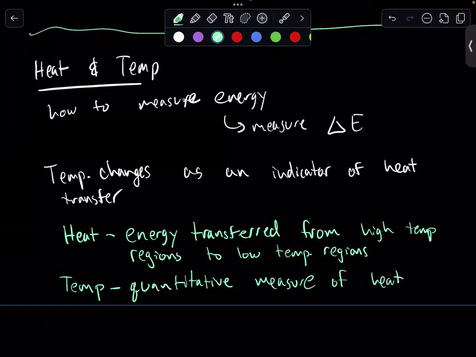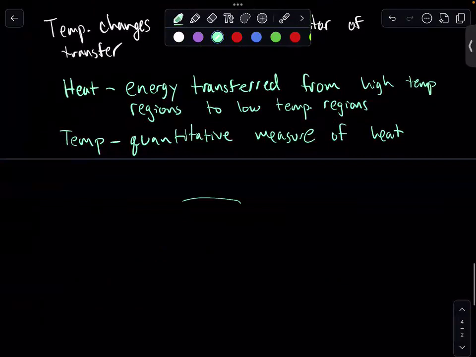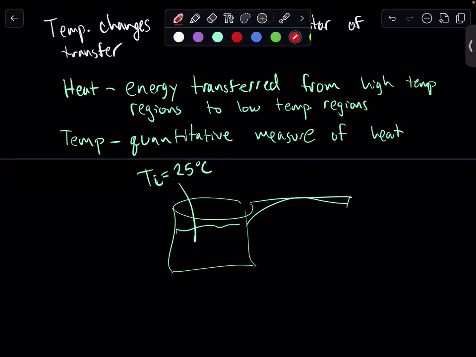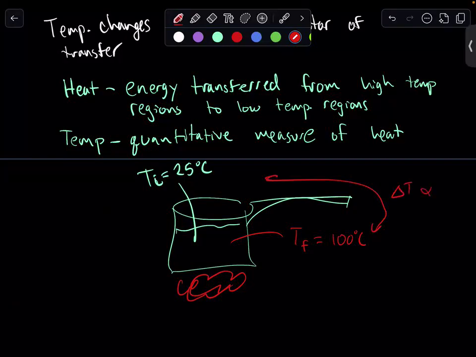So what I mean to say is if we have our pot of water that we looked at so long ago, and we have an initial temperature of maybe 25 degrees Celsius, and then we start boiling it because we put some fire under it, we can find a final temperature of 100 degrees Celsius, and we can use the change in temperature to quantify a change in energy. So it's going to be proportional. It won't be the same amount.